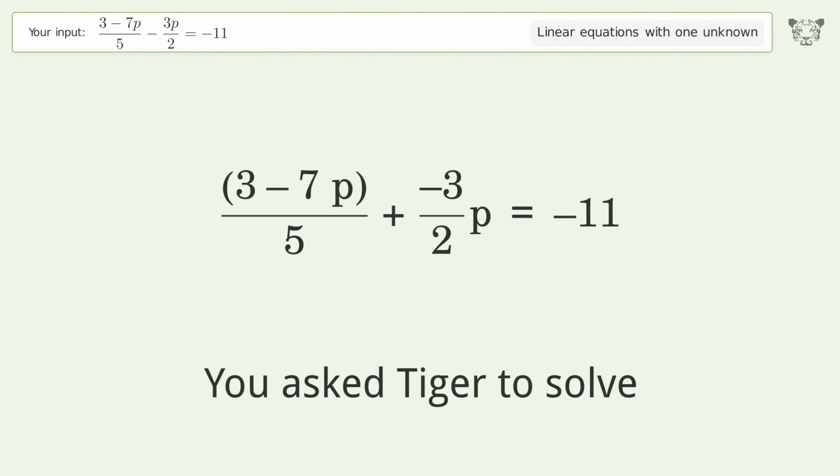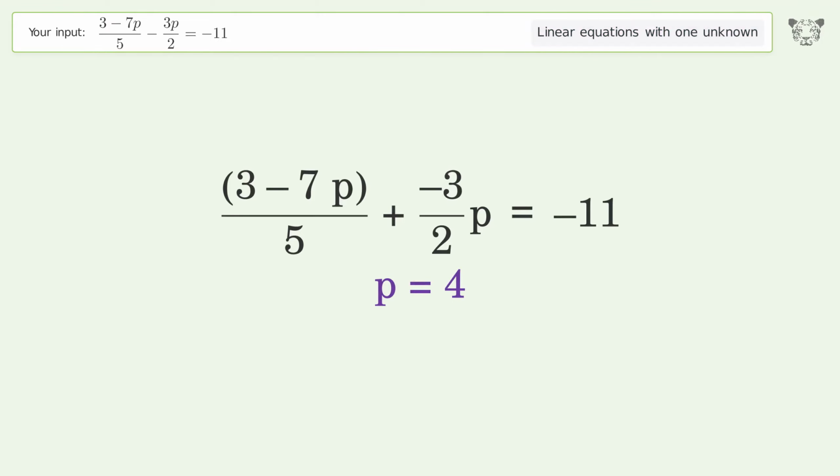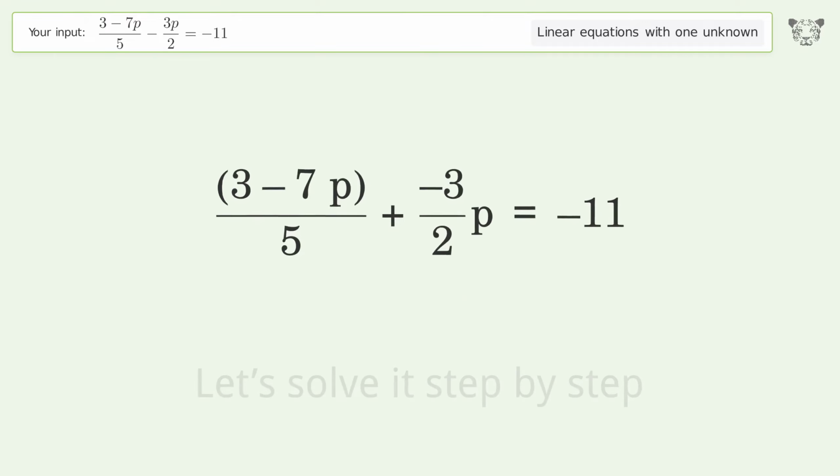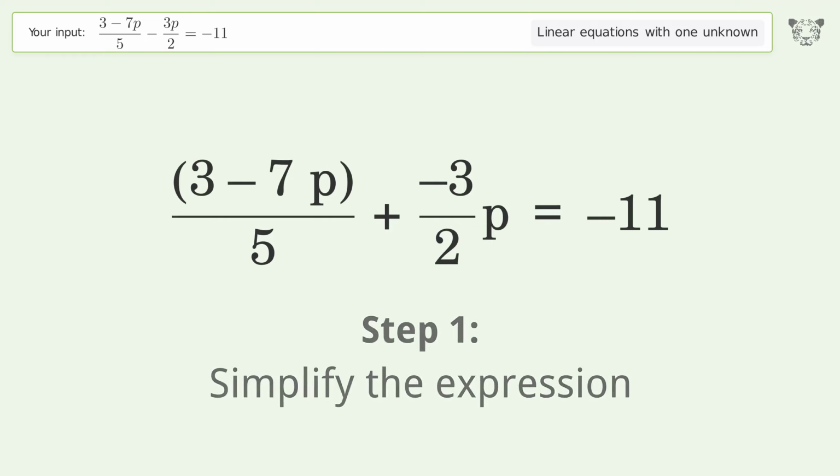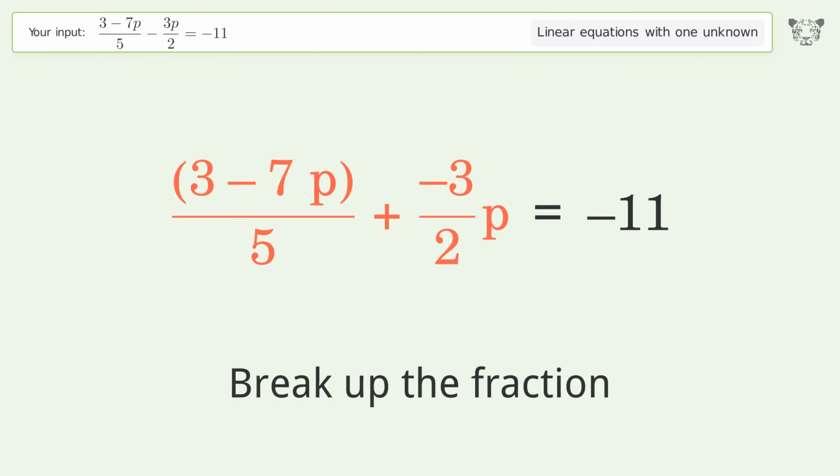You ask Tiger to solve. This deals with linear equations with one unknown. The final result is p equals 4. Let's solve it step by step. Simplify the expression. Break up the fraction.